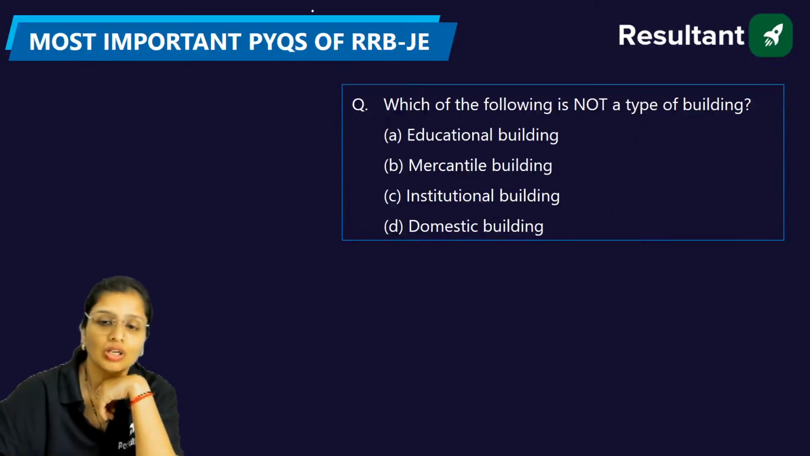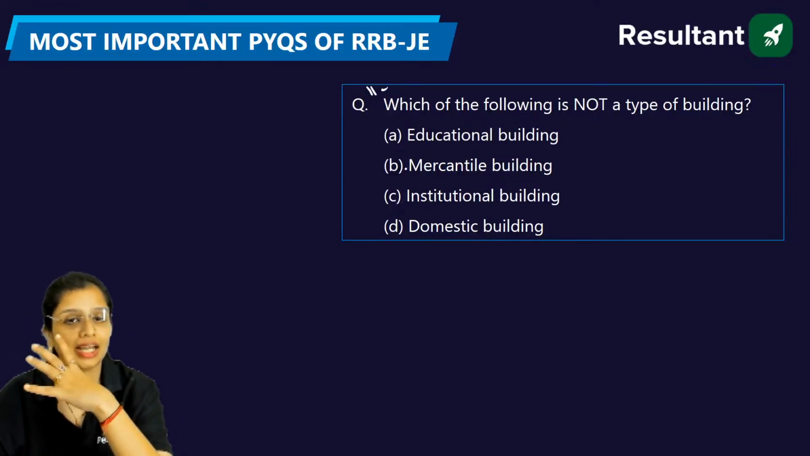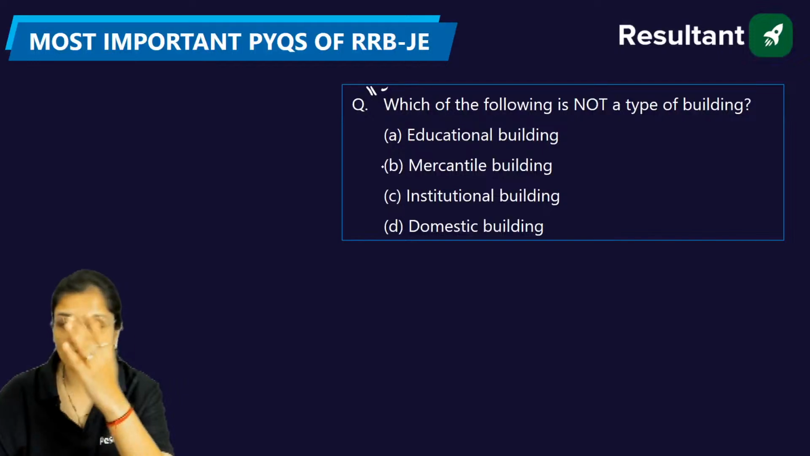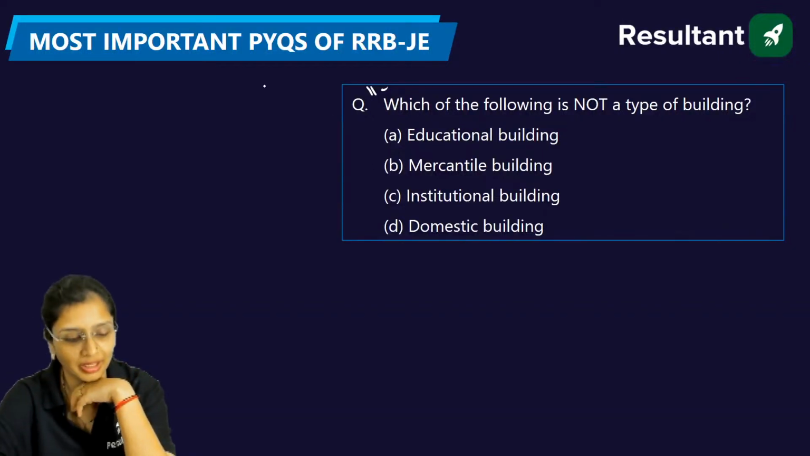Chalo. Question number 11. Which of the following is not a type of building? It is not a type of building. We have classifications of different types of building. This is not a type of building.